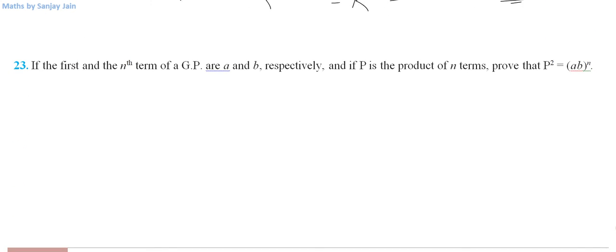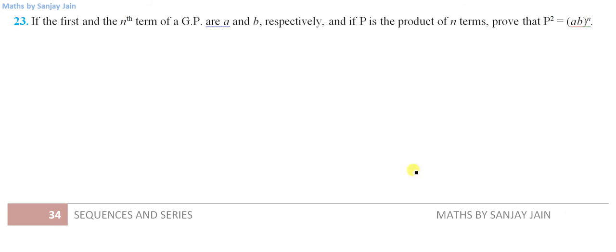If the first and the nth term of a GP are a and b, and if P is the product of n terms, prove that the given relation holds. Okay, first term is A, nth term is B. So what is the nth term? A times the common ratio raised to power n minus 1, and it is given equal to B, and P is the product of n terms.